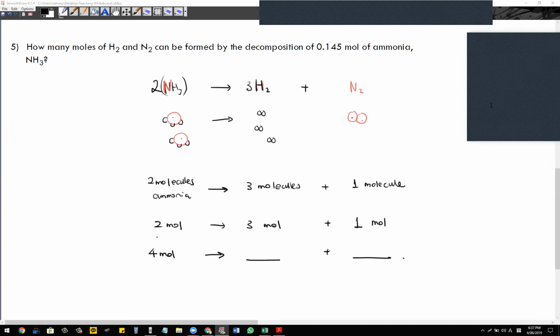Okay. Excellent. Very good, even though it's your first time. So 2, 3, 1. So 2, 3, 1. So if it's doubled, this one's doubled as well. This one's double, so 6 and 2. 6 mol, 2 mol. Okay.